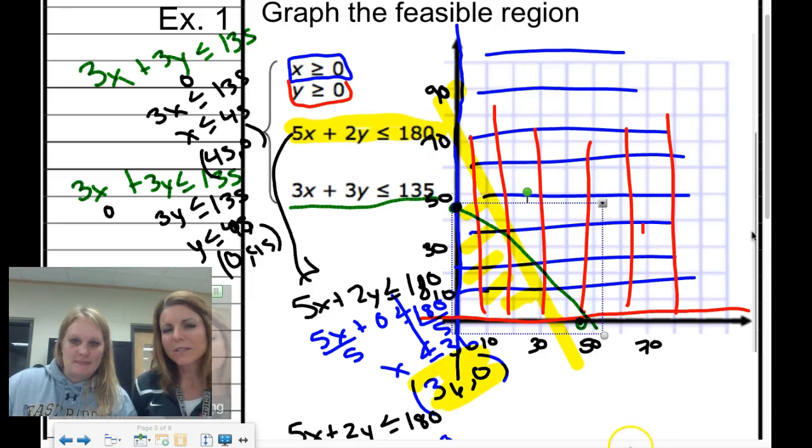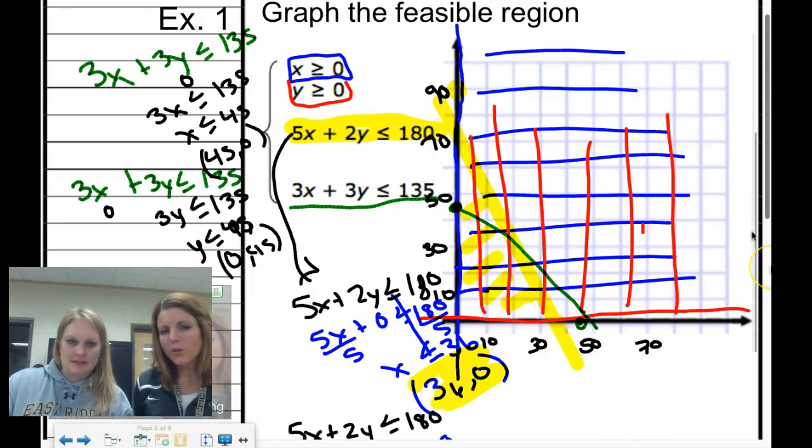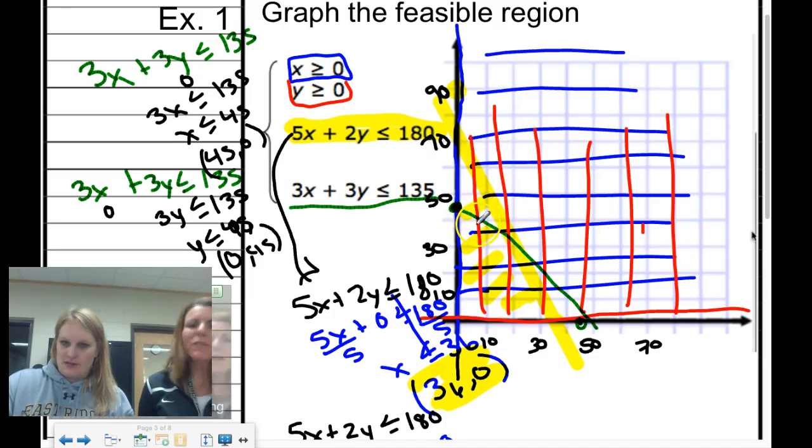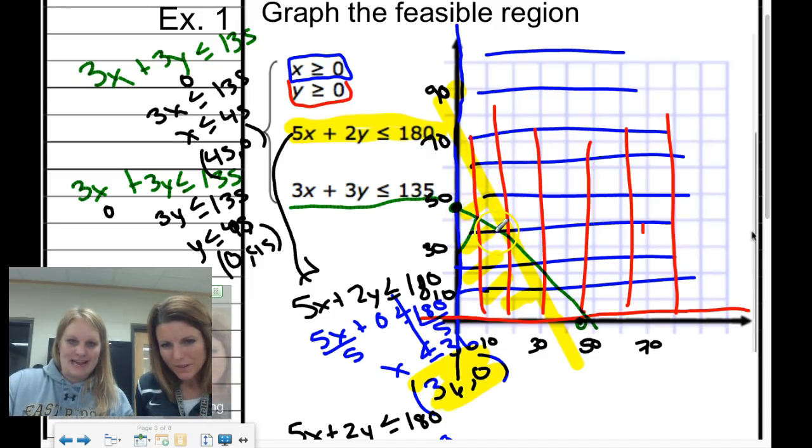Again, it's pretty obvious. If you plug in 0 for x, 0 plus 0, is that less than 135? It sure is. So I'm going to shade below. And again, I'm just shading to my constraints that I've already set up.